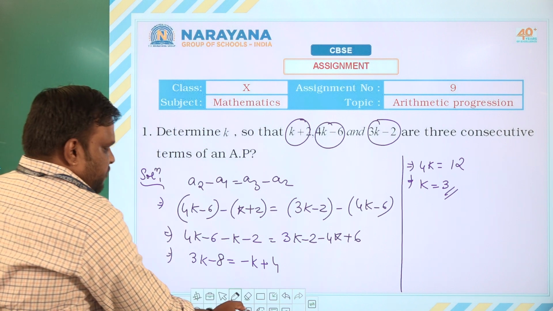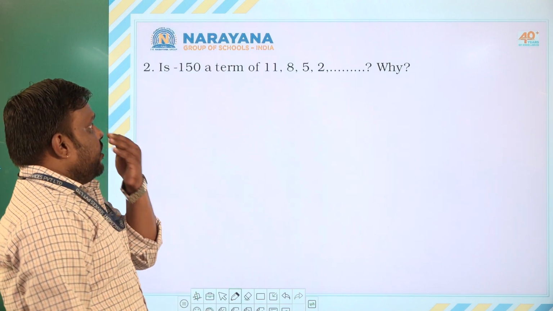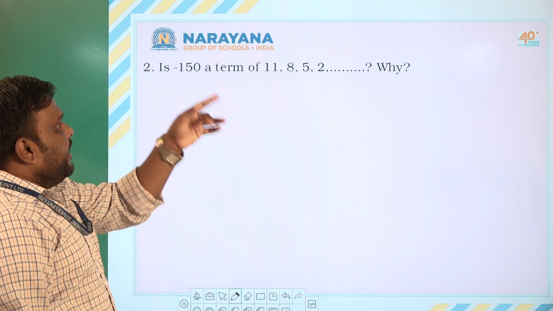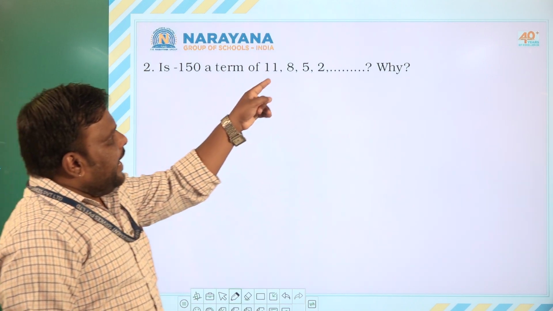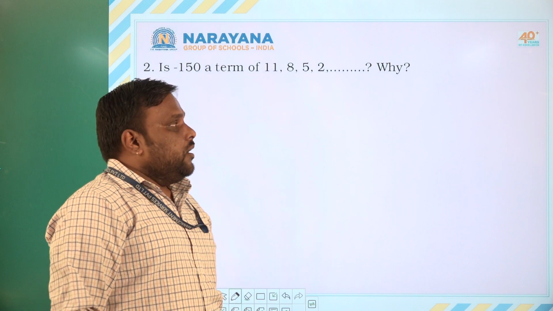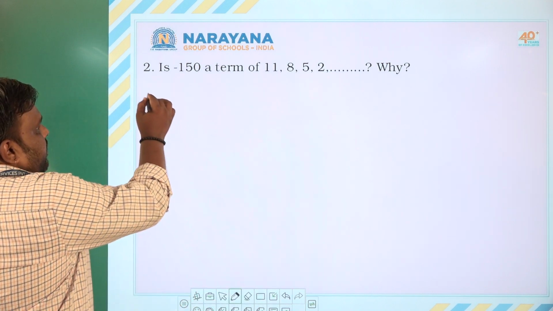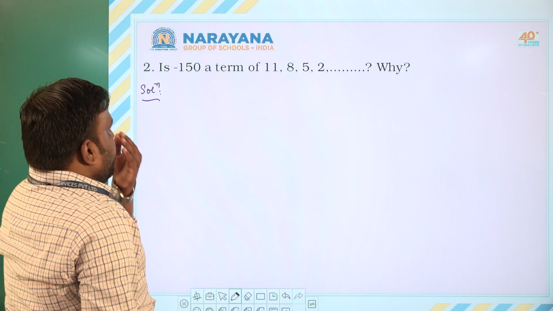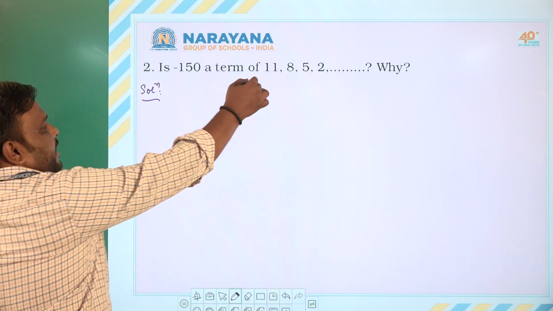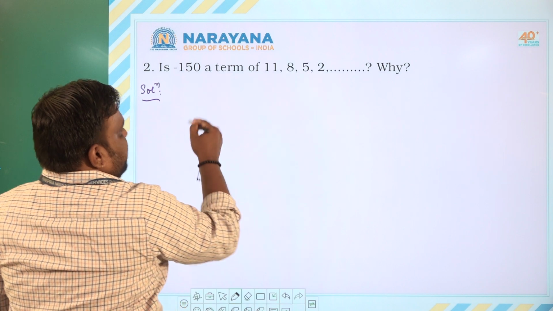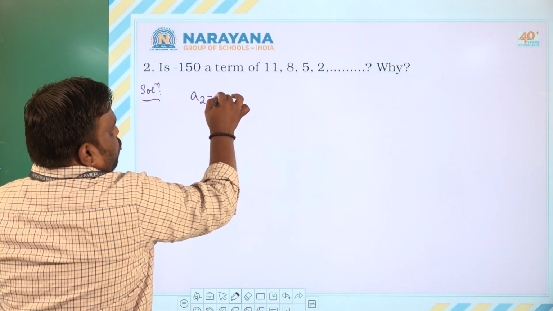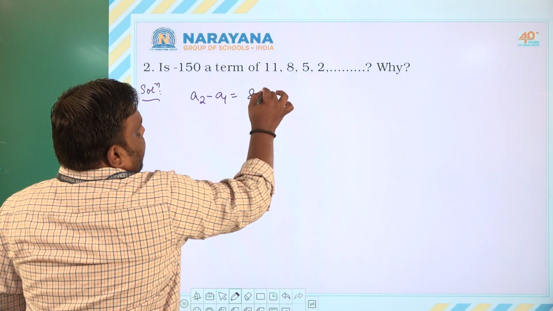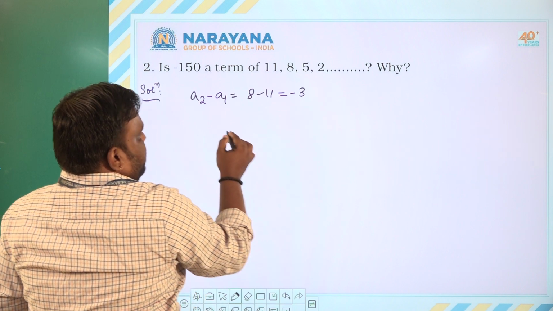Now coming to the next question. Is minus 150 a term of 11, 8, 5, 2, and so on? Why? Now for the solution, let us first check whether the given series is an AP or not. If you observe properly, first term is 11, second term is 8. So common difference, that is a2 minus a1, is equal to 8 minus 11, that is minus 3.